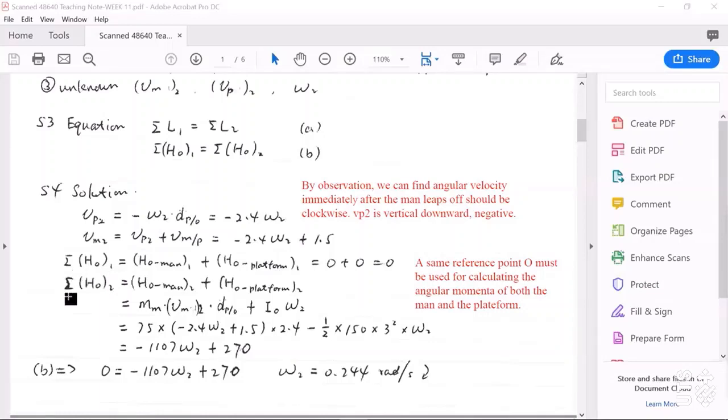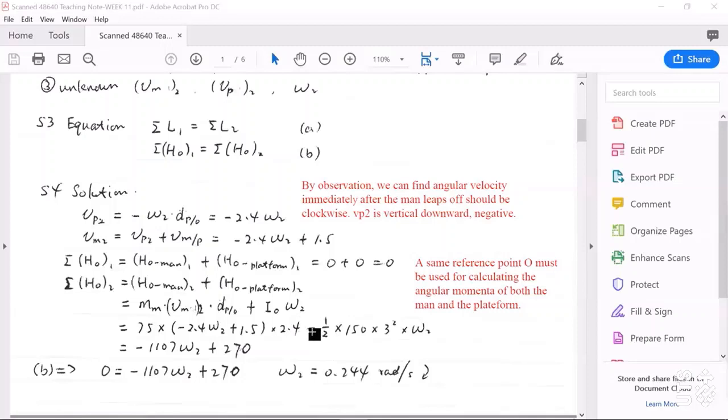For the final angular momentum, one item is about the man and one item is about the platform. For this platform, it's rotating about a fixed axis through point O. So this will be IO omega 2. Omega 2 is clockwise, so it should be negative. So here there is a negative sign.